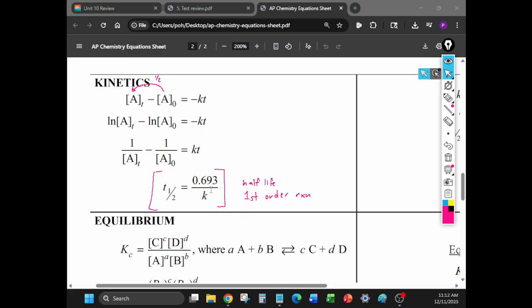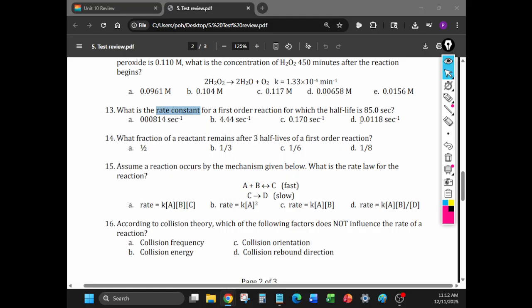Half-life is 0.693 divided by the rate constant. So that's all we have to do right here. Half-life is going to equal 0.693 over the K, and you are solving for K.